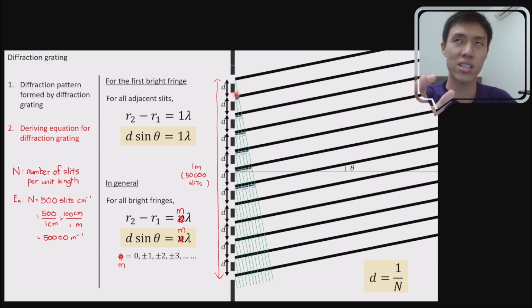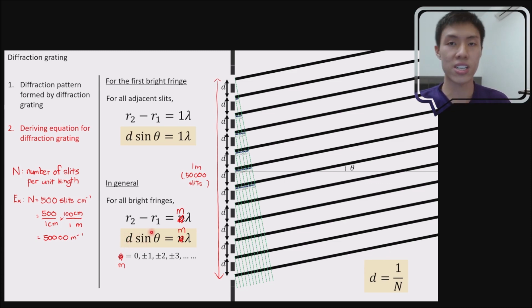You can think of it as roughly similar. So just by taking 1 over 50,000 over here, you are able to find the distance between the slits. That's why the distance between the slits is equal to 1 over the number of slits per unit length. Usually d is not a measurable value, but we can substitute d with 1 over n.